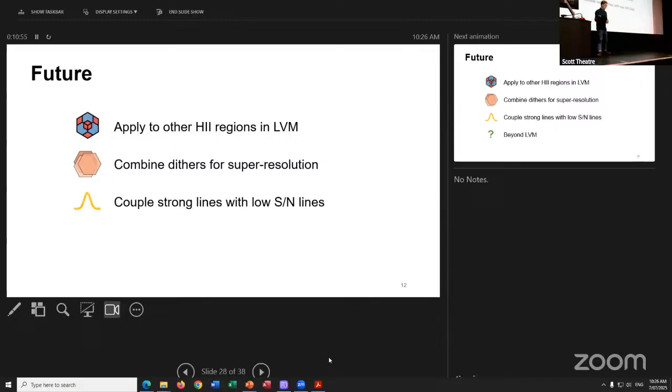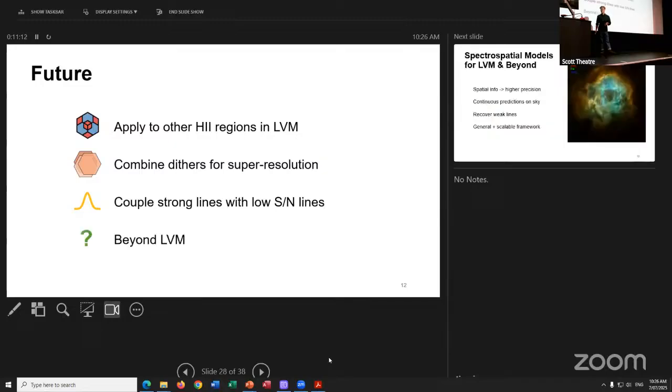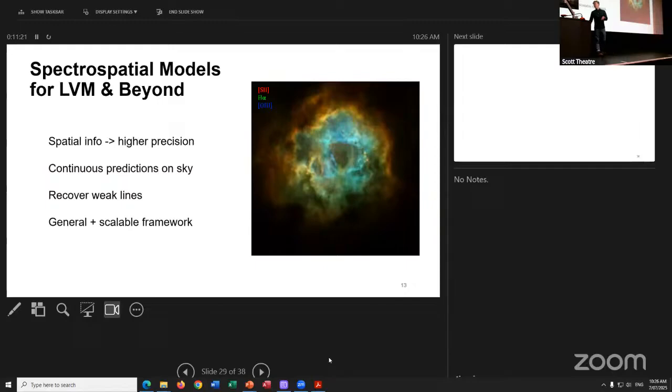And then we have this other idea that you could couple a strong line and a weak line if their ionization temperature is very similar. I have some toy models with some good results in that if anyone's interested. But the idea is that you can do really low signal-to-noise work if you have that. And then beyond LVM, I think this is applicable to basically any IFU spectroscopy setup for extragalactic surveys or basically anything. And this is a false color image I made using 3 lines in Rosette, and I'll just leave this up and take any questions.